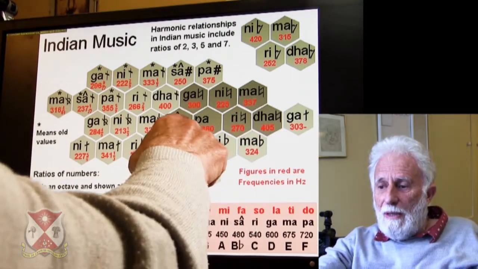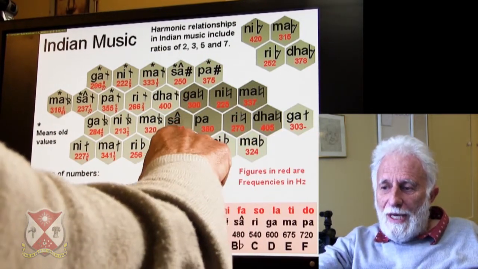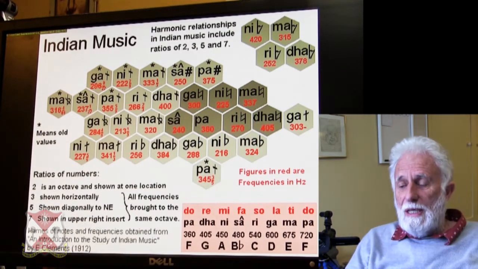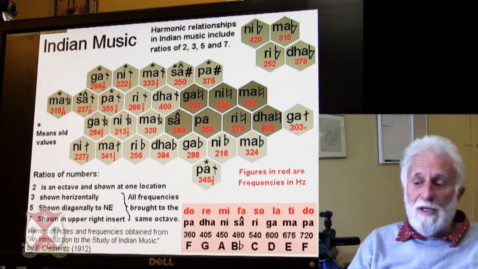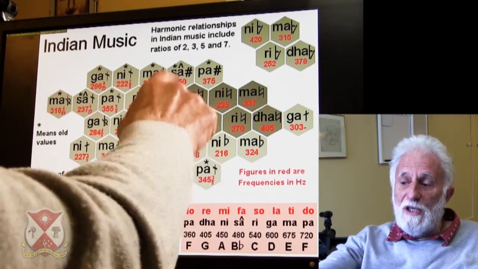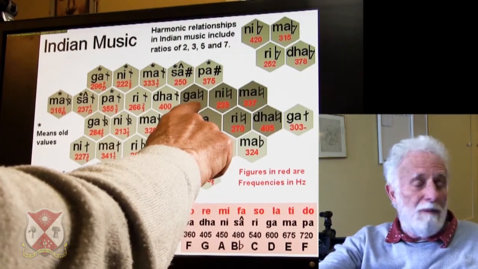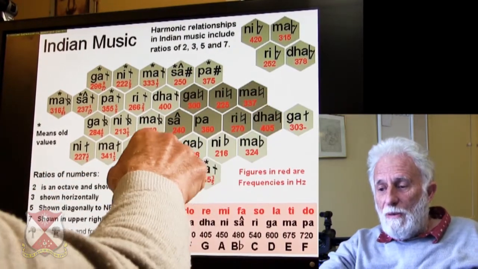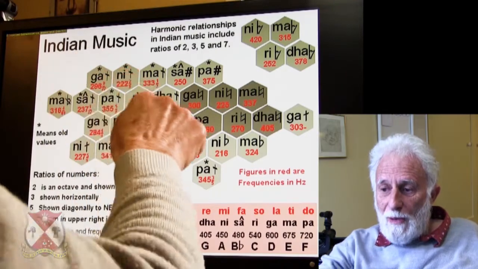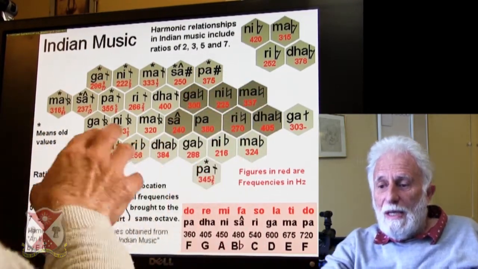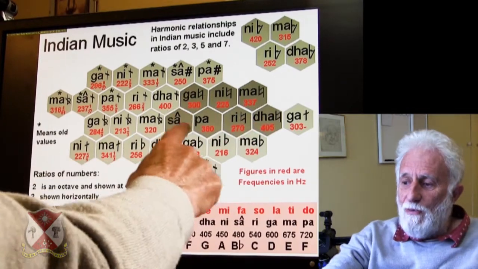Then if you move diagonally northeast, you get times 5. Again, we're going to have to do the ratios of 2 down to get back. So if we take 5 times that, we get 1200, which is an octave above 600, which is an octave above 300. And the same for each of these. So 2s, we're piling them all up on top of each other. 3s, we're moving this way, and 5s, we're moving this way. Now, these are the notes of one scale.